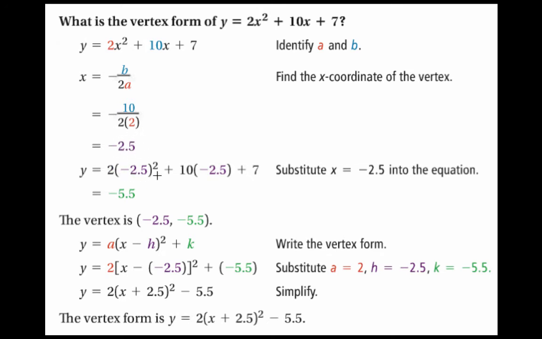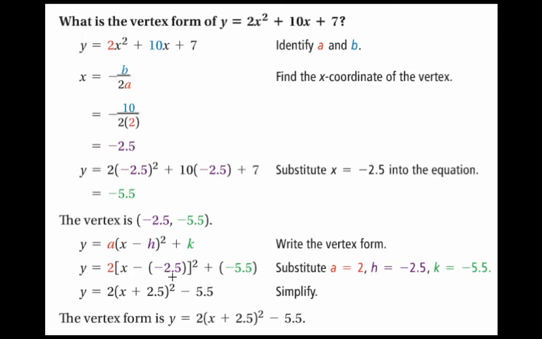If we substitute that value into the equation and simplify that, we get a y value of negative 5.5. So the vertex for this parabola is negative 2.5, negative 5.5. In the vertex form, that's our h and our k. All right? And we already know a we can get from the standard form. So we just go ahead and substitute those values in. Here's our vertex form. We're going to substitute negative 2 in for a.